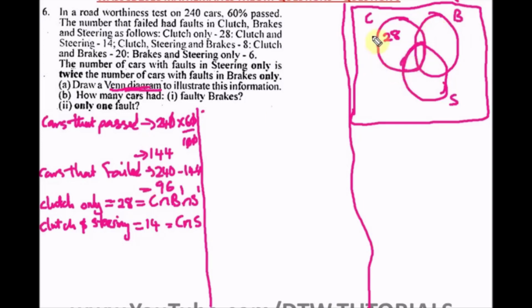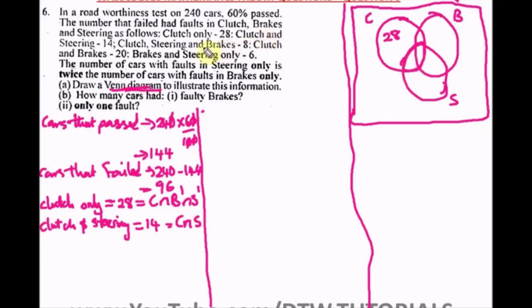So in order for us to find C intersection S only, which is just this part of the diagram, we have to subtract the intersection of C, B, and S from the intersection of clutch and steering. Just follow me closely, don't get confused, don't worry, you'll see what we'll do later on. So let's just take this down and write it down. I just needed to interpret this clutch and steering as from here to here, but later on we're going to get C and S only, which is from here to here. This part of the diagram.